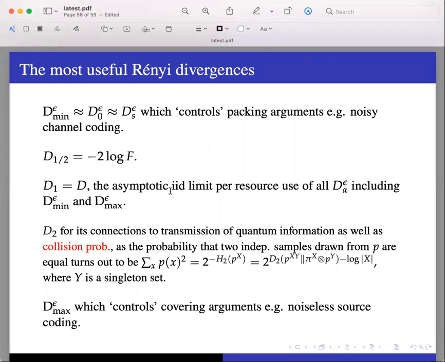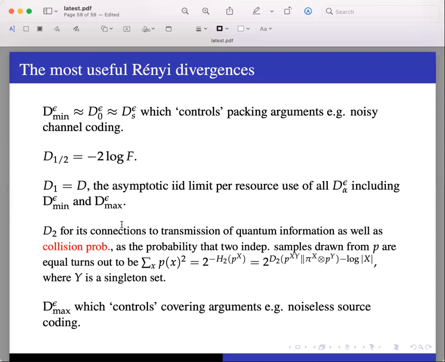And very interestingly, this is the asymptotic IID limit per resource use of all the d epsilon alphas, including the two endpoints, d epsilon min and d epsilon max. So the entire Renyi spectrum, after smoothing, goes to d1 in the asymptotic IID limit. Per resource use means you have to divide by n. If you're repeating your states n times independently, you have to divide by n to get d1. So this is d1, very important. The non-smooth d1 comes in the asymptotic IID limit of everything.